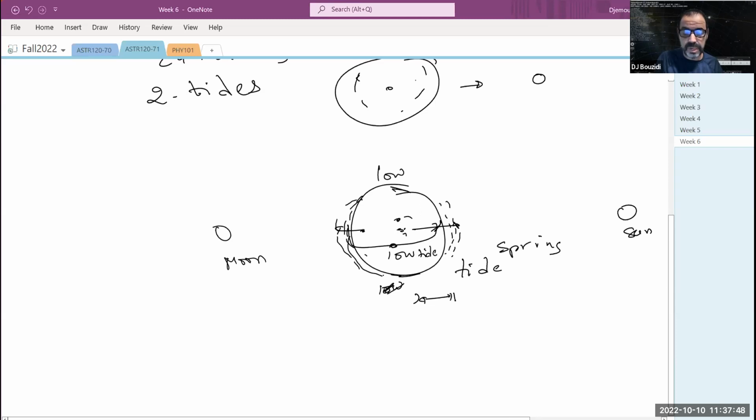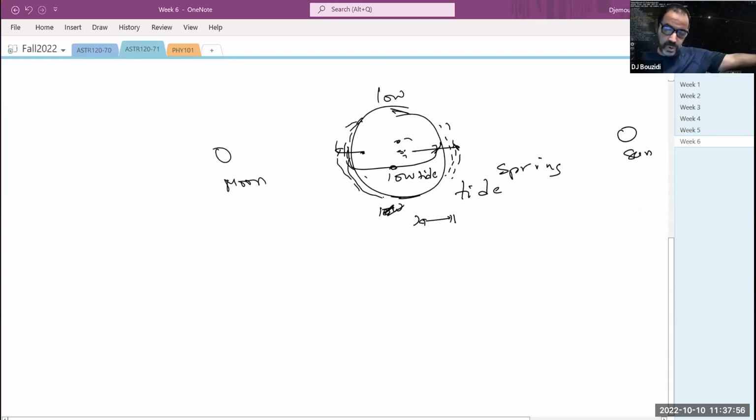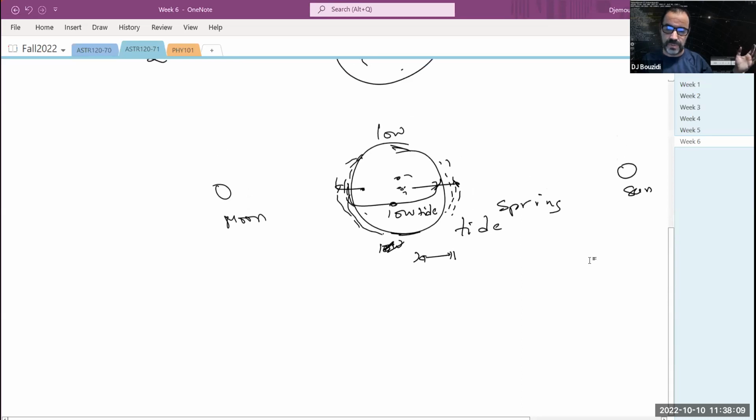I don't mean the North Pole and the South Pole. I mean the same equator, okay? We're talking about more or less the same region, okay? If you are, for example, near the ocean, you're going to experience a low tide, a high tide, a low tide, a high tide in the same day, okay? Sometimes they are spring tides because they are a combination of the two.